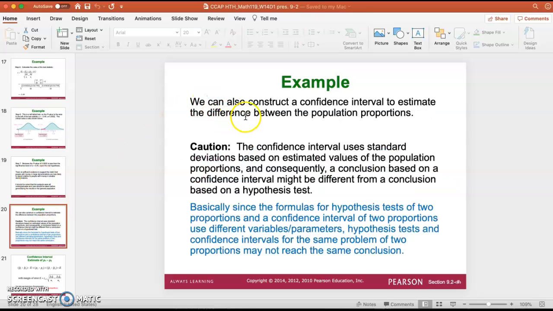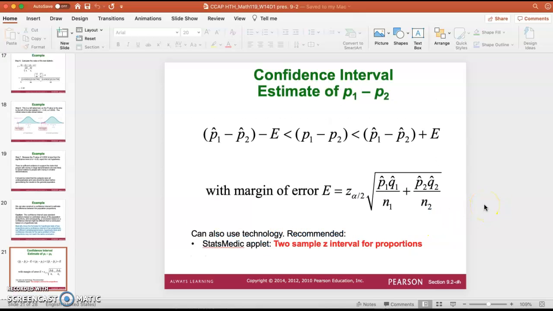All right, then just finishing that off. We can also construct a confidence interval to estimate the difference between the population proportions. Now, just a little caution. The confidence interval uses standard deviations based on estimated values of the population proportions, and consequently a conclusion based on a confidence interval might be different from a conclusion based on a hypothesis test. Basically, since the formulas for hypothesis tests of two proportions and confidence intervals of two proportions use different variables or parameters, the hypothesis test and confidence interval for the same problem of two proportions may not reach the same conclusion, just because they use different variables.